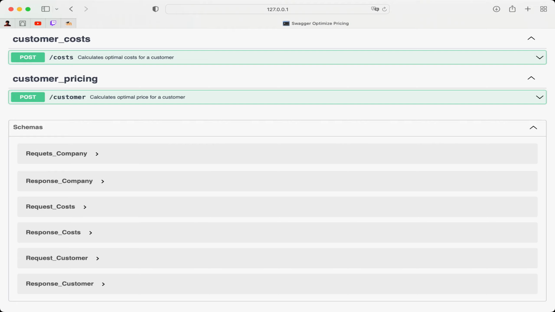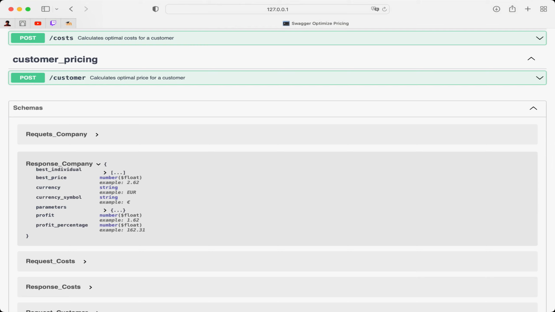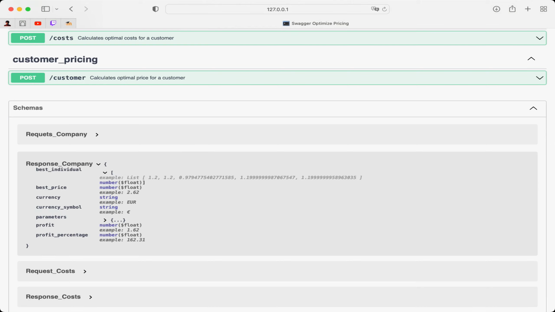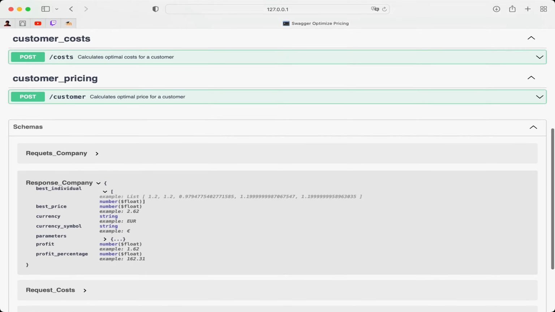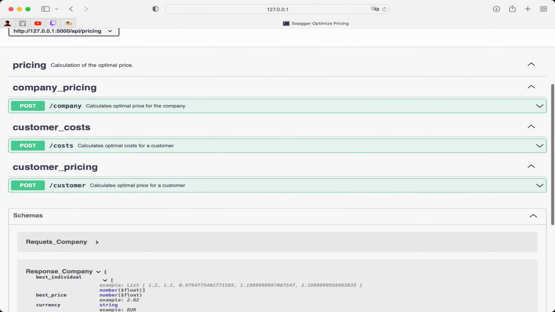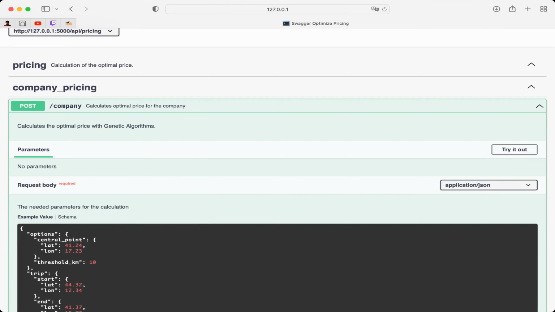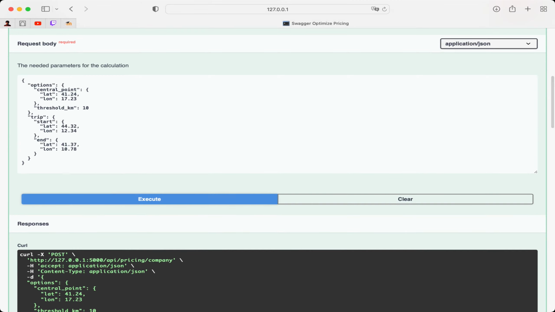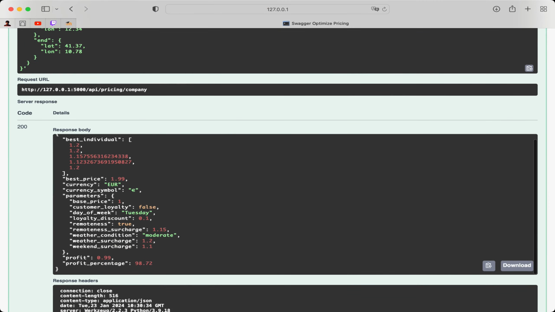You also have the structures of the different JSONs for the requests and responses, where you can get an overview over the data type that is required for the request and the data type you will get back with the response. For example, the response for company looks like this, where you also have a list with different floats. And for each of those endpoints, you also have the option to try them out. And if you try them out, you will get back the response according to the request you send. For example, this is the response body for the company endpoint.